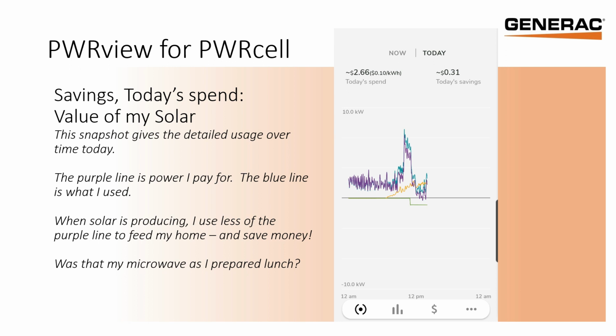Anytime that we see a gap between the blue and purple lines, it means that we're using some energy from solar and or from our battery, and that means that we're saving money. As the gap between the blue and purple lines grows, it means we're saving more money. We can also see a summary of our spend and savings at the top of the screen. Again, this is based off the tariffs that we've configured.